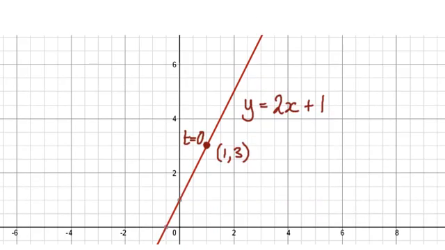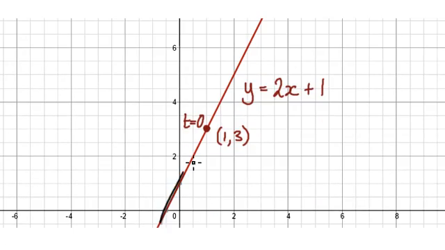Okay, let's give you guys some practice now. So here we've got a straight line given by y equals 2x plus 1. Let's say we've got a particle that starts right here, at 1, 3. So when time equals 0, the particle is right here at 1, 3.